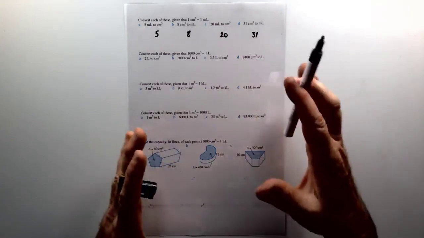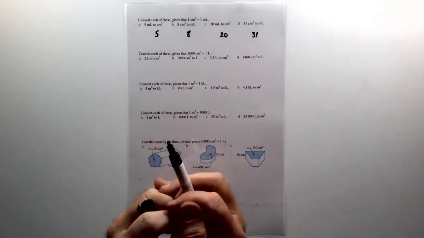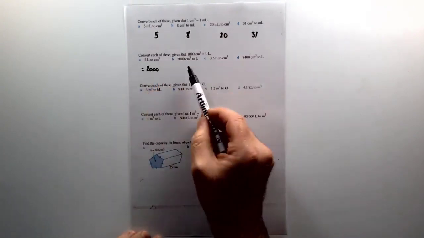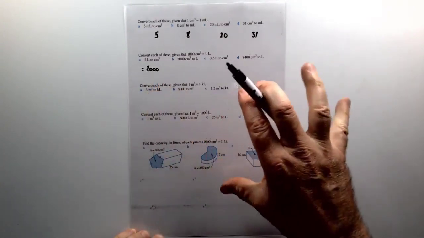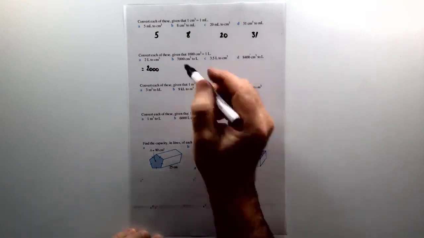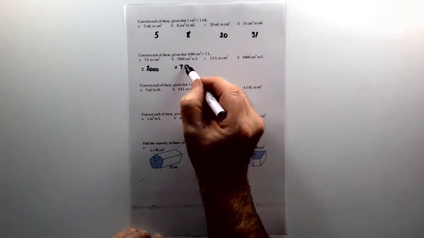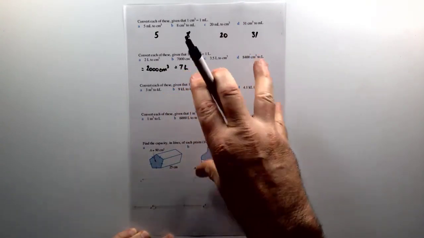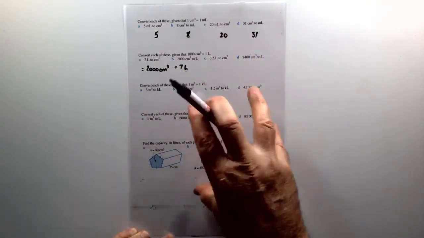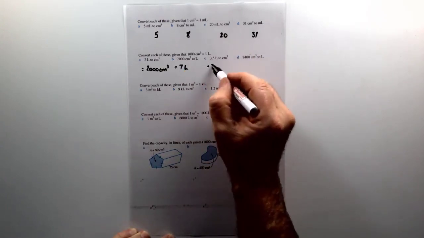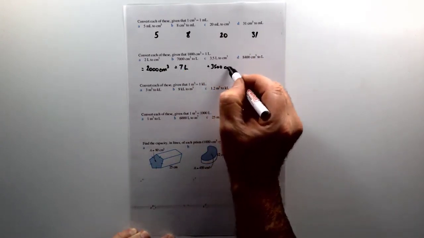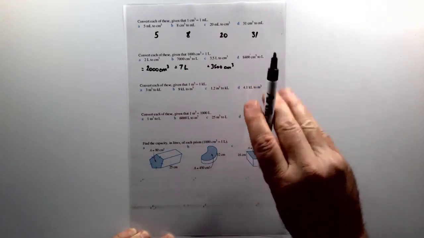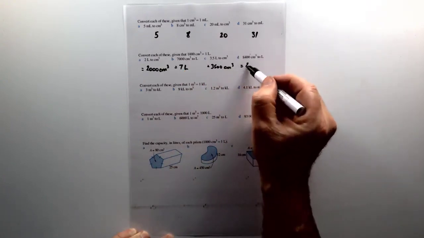So again, if we're going litres to cubic centimetres, the unit's getting smaller, so we need to times by 1,000 to make the number bigger. Again, cubic centimetres to litres, the unit's getting bigger, so the number gets smaller, so we divide by 1,000. We're going from litres to cubic centimetres, the unit gets smaller, so the number gets bigger, we multiply by 1,000. Cubic centimetres to litres, so the unit gets bigger, number has to get smaller, so we divide by 1,000.